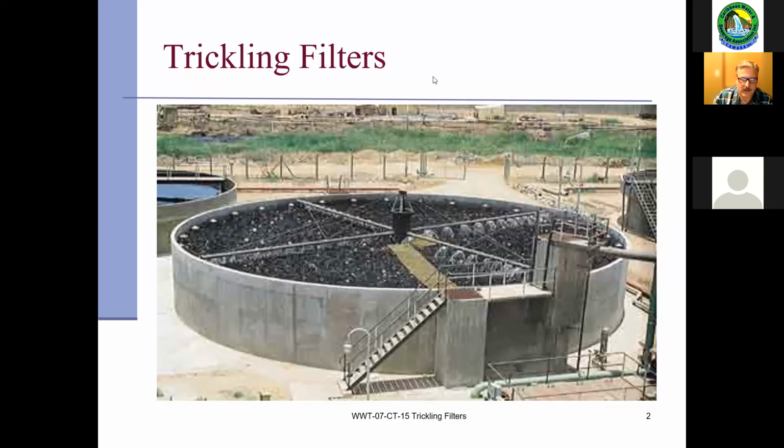Trickling filters work really well, depending on their application. I've seen trickling filters for different resort type facilities, whether it be a ski resort or other facilities, and they work well. And we'll dive right into how they're designed, how they're operated, and what kind of maintenance is required.